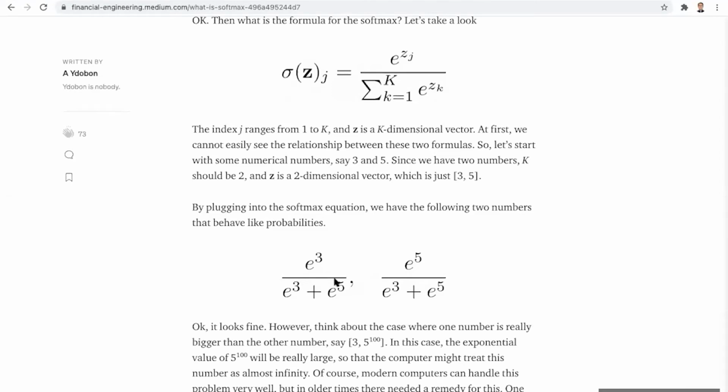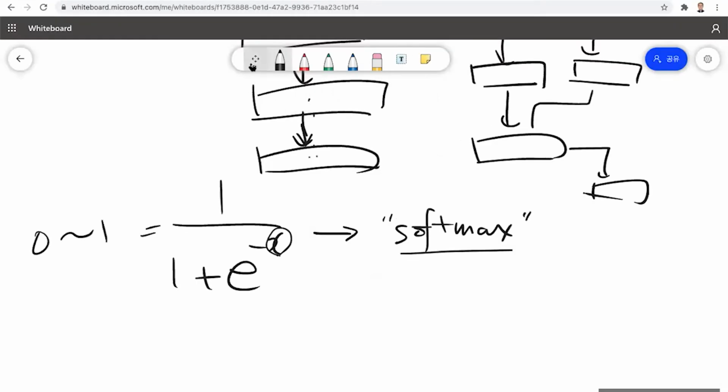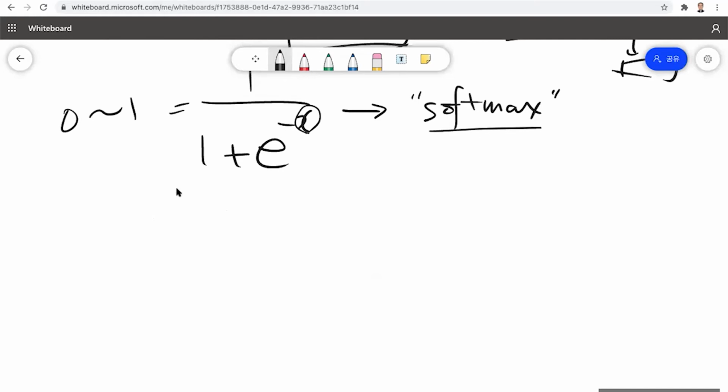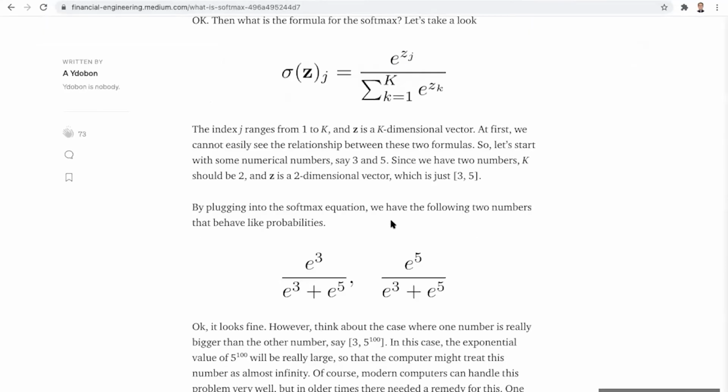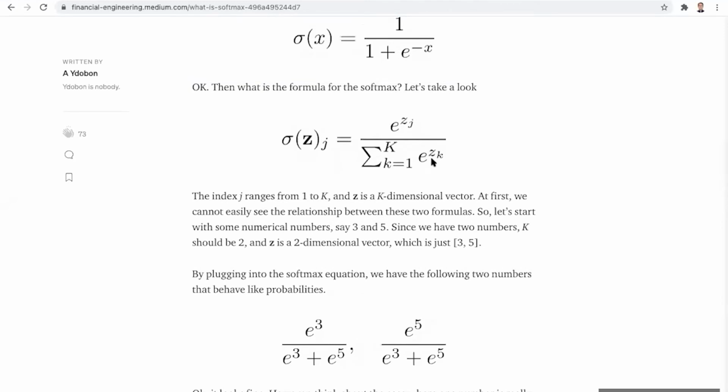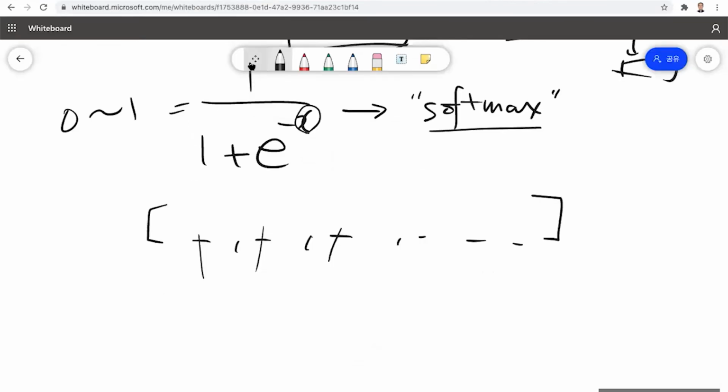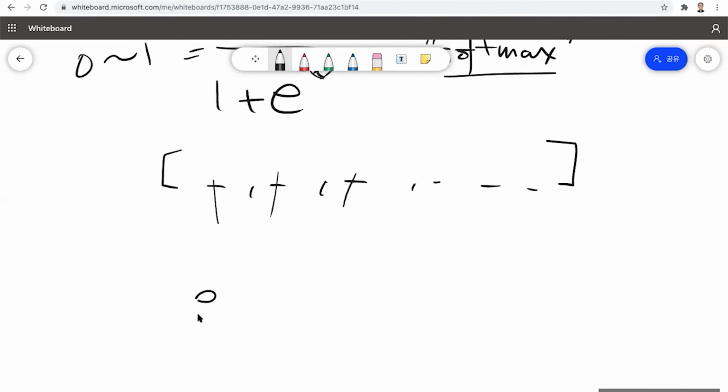Now let's go back to our 10 classes example. Since we have 10 classes, our output will be 10 numbers. When you plug these 10 numbers into the formula you just saw, it's e to the something, summation over e to the something. So let me write it out, it's not that bad.